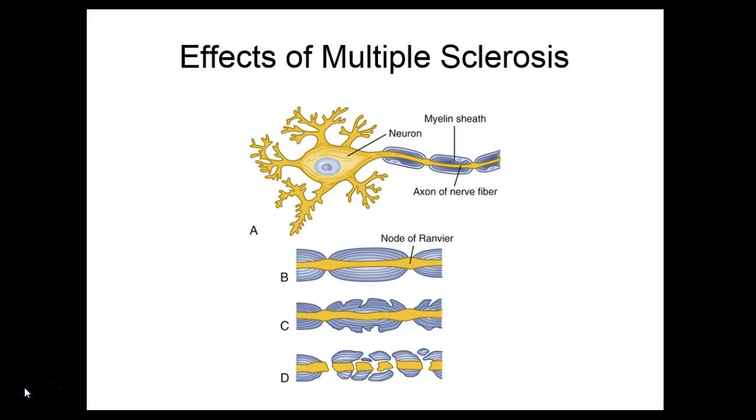In this picture, in A, you can see a healthy neuron with the axon nerve fibers covered by the myelin sheath. Then for B, again you see a healthy neuron with the myelin sheath. In C, you start to see the deterioration of the myelin sheath. And then in D, you can see the destruction of the myelin sheath and the scarring that can occur, or in some cases the neuron or the axon actually will break in areas because of the destruction due to the inflammation.